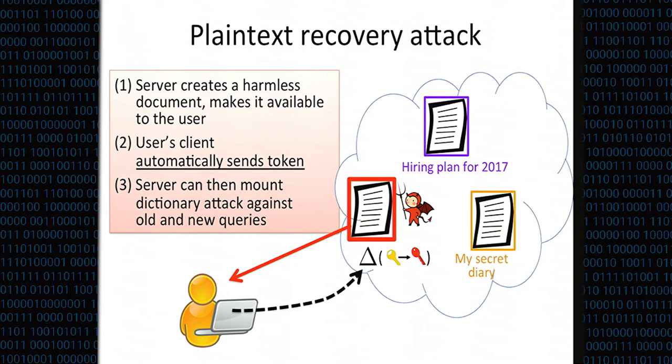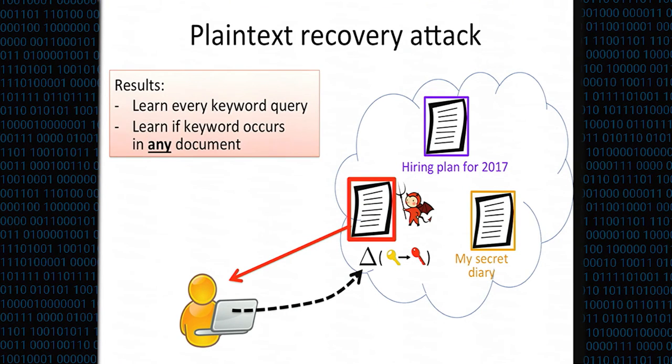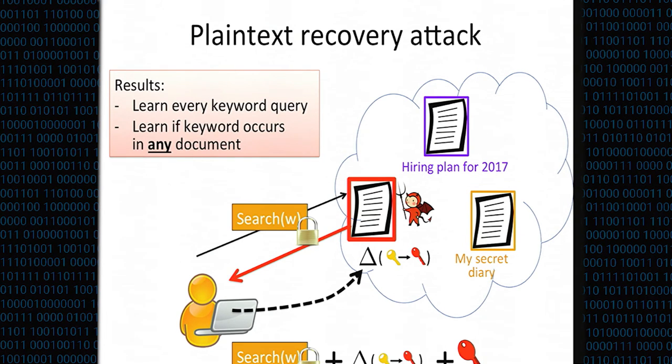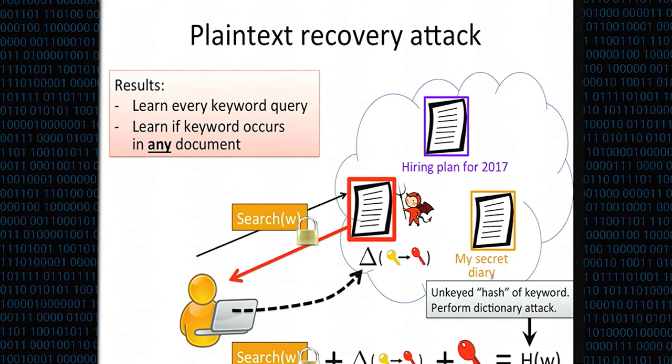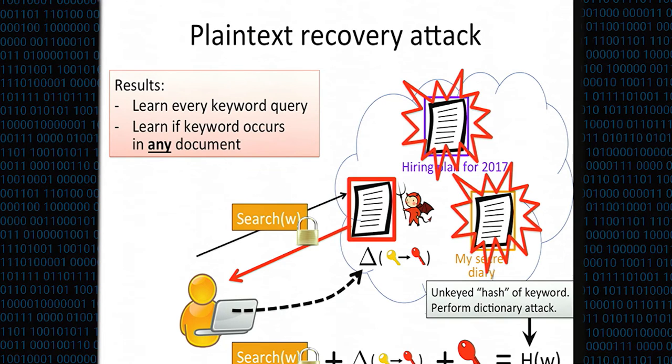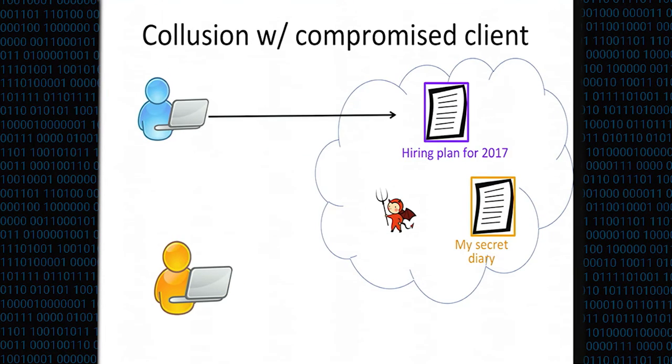The orange user's client automatically sends this key conversion token to the server. Once the server has this key conversion token, when the orange user makes a query, it can combine it with the key of this document that it knows and get something that is morally equivalent to an unkeyed hash of this keyword. And using an offline dictionary that never actually enters the Mylar system, it can perform a dictionary attack to recover the keyword query. And through the access pattern leakage, which I'll explain further in a second, it can also recover the keywords in the documents.